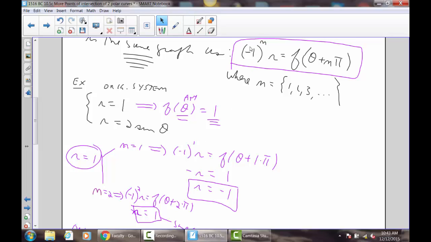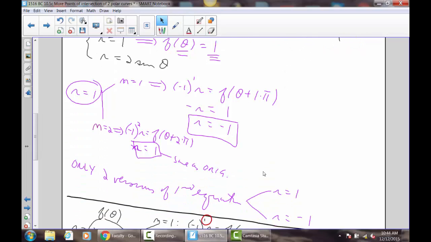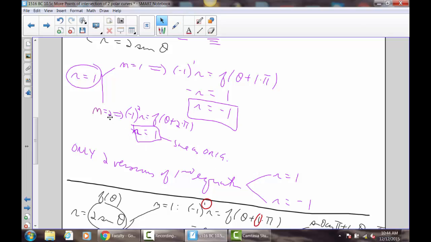The reason that's true is because of this formula. If I let n equal 1, I have negative 1 to the 1 times r equals f of theta plus 1 times pi. Since f of theta here is 1, f of anything is 1, and therefore we end up with r equals negative 1. If we let n equal 2, we get back to the original. So you just keep trying 1, 2, 3. It won't take long. Many times it'll only take 2 tries before you're back to the original equation and you can stop.